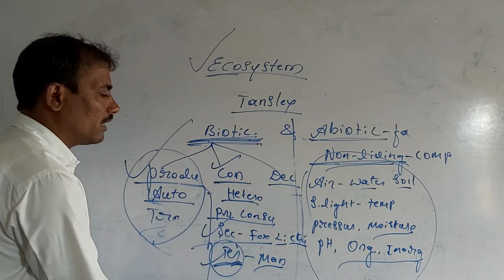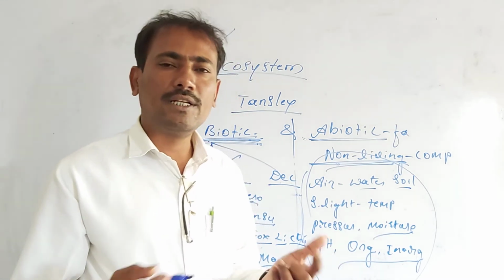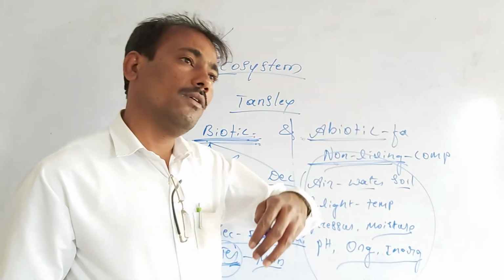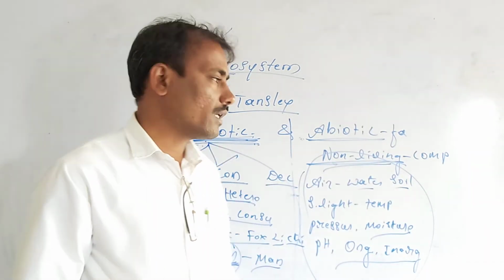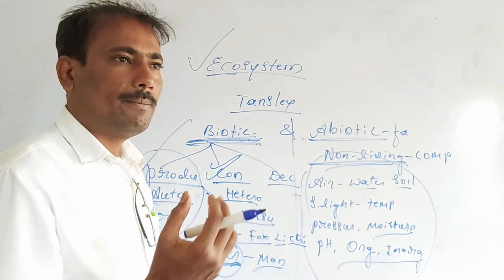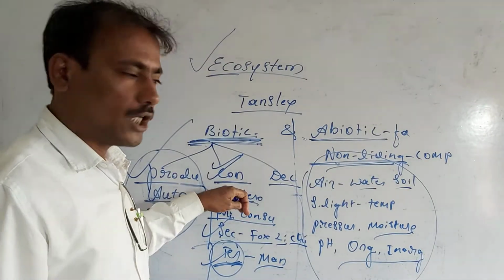Consumers are heterotrophic organisms. They depend for their energy and nutrients on other organisms. They consume energy by preying upon the other organisms, and are called the consumers.